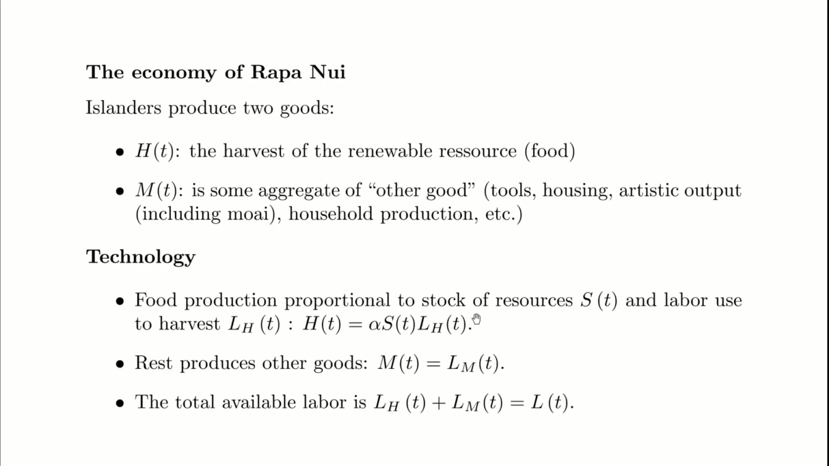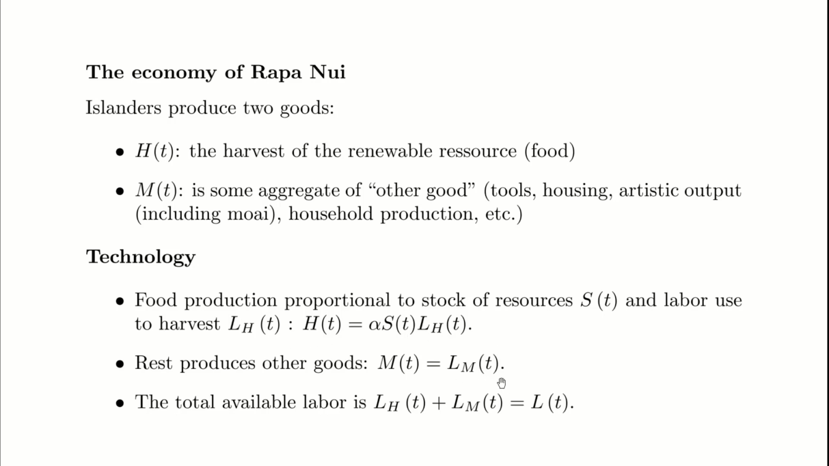To introduce choice, we will assume that islanders can not only produce harvests, capital H, but also produce some other good, labeled capital M. This other good may include any other activity, such as producing tools, building houses, creating art, such as moai, and other household production. Islanders can decide to work in any of the two sectors. Capital L sub H islanders work in the harvesting sector, and capital L sub M work in the other sector.